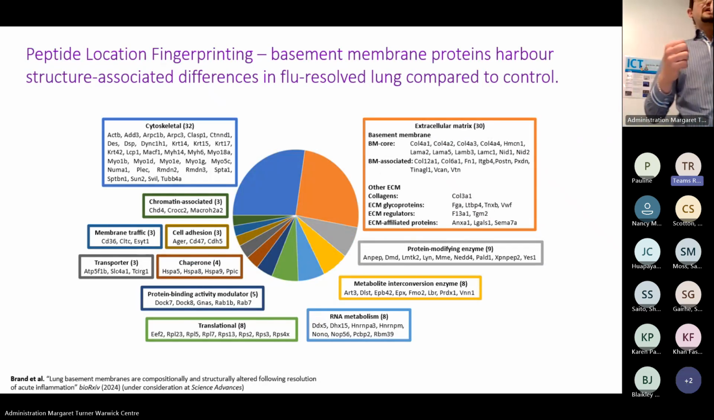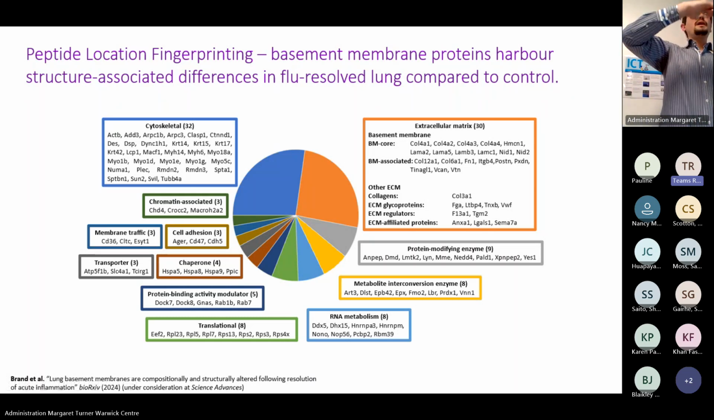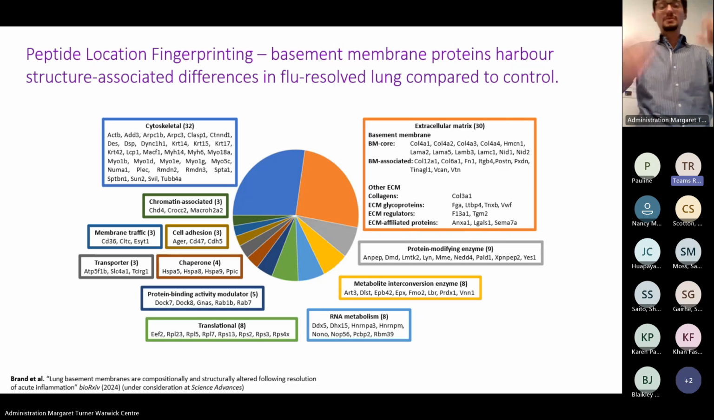So we ran our peptide location fingerprinting to look at structure-associated differences. And indeed, the main thing we found was changes in the ECM, primarily in the basement membrane, just like we saw in the histology. But what was interesting was that we also see a lot of cytoskeletal changes. So changes within the epithelial connection to the basement membrane. So structure-associated changes that seem to go through the entire epithelial to basement membrane interface.